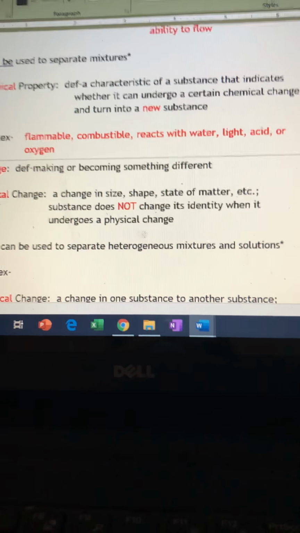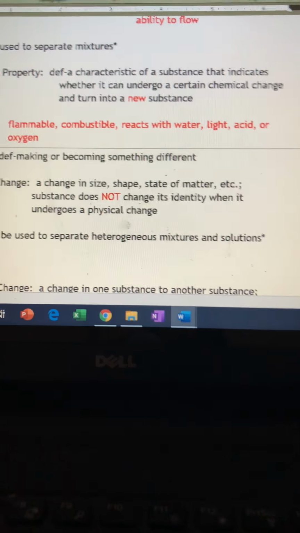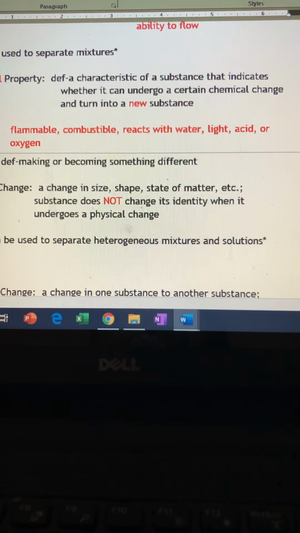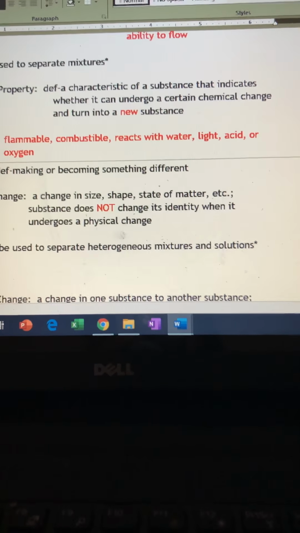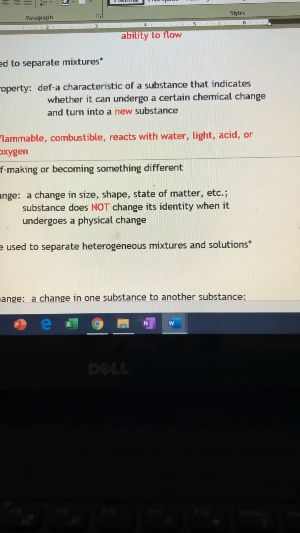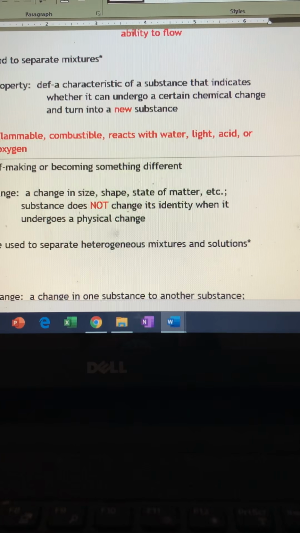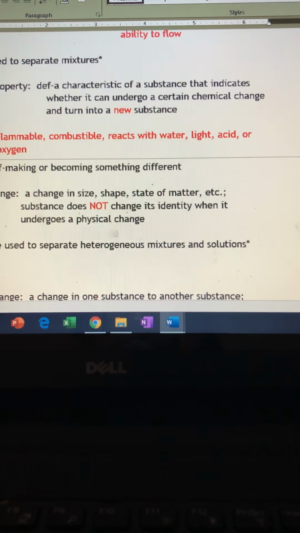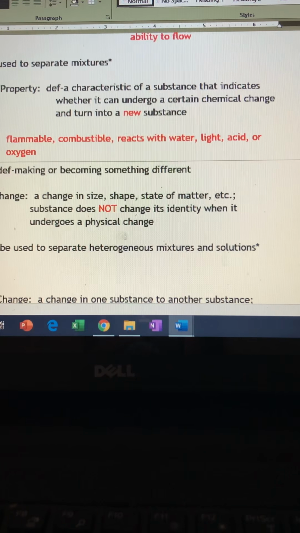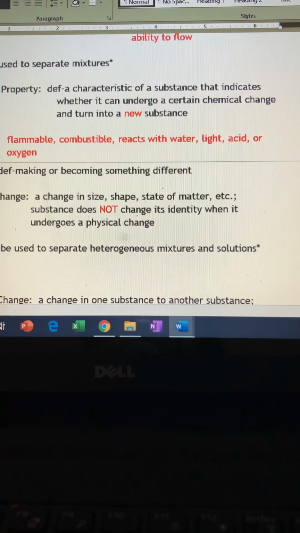So some examples are flammability, or if it's combustible, if it reacts with water, if it reacts with light or acid or oxygen. Those are all examples of chemical properties. I think you know what flammable and combustible is. I don't think that's anything that's outside of your realm of experience.